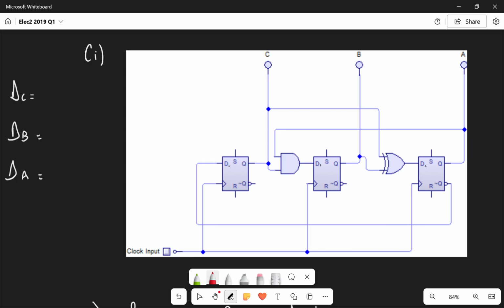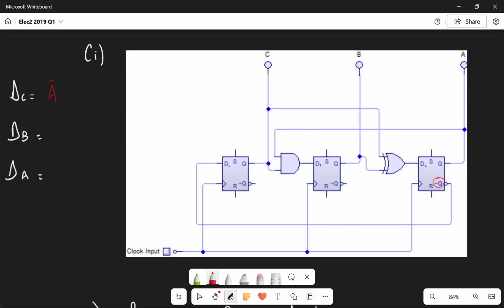Okay. So what we need to do is to look at the diagram, try and use the logic gates, but remember that we can also use the not Q outputs for each of the D types. So you've got DC on the left, DB in the middle, and DA on the right hand side. So if we look at DC first, DC is attached to not Q of A, so it's not A, so DC is not A.